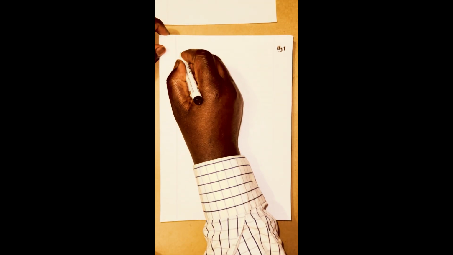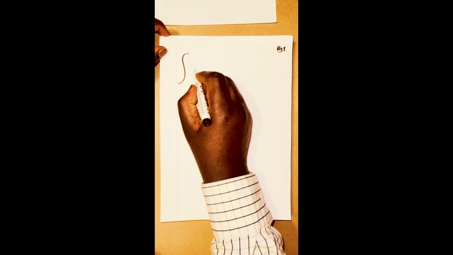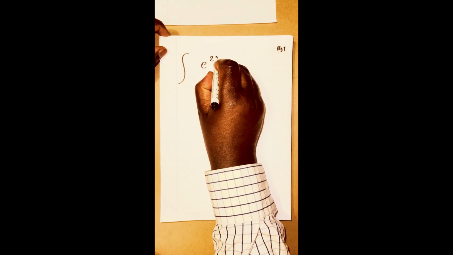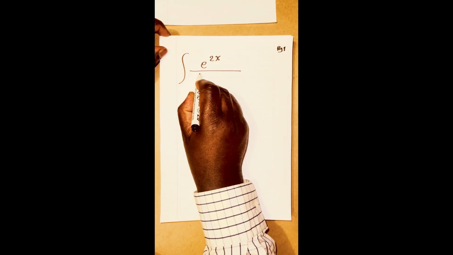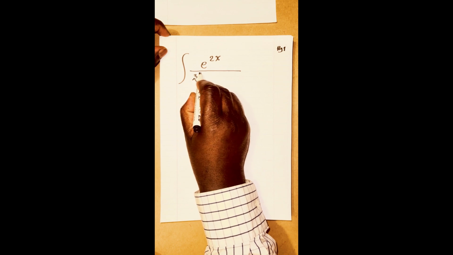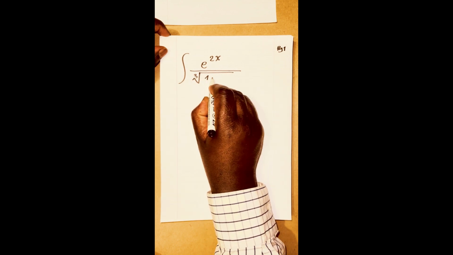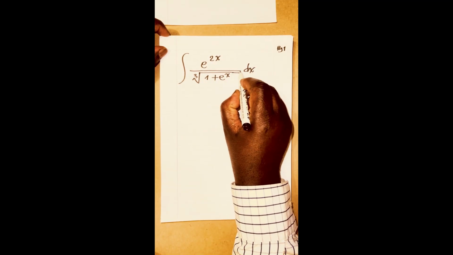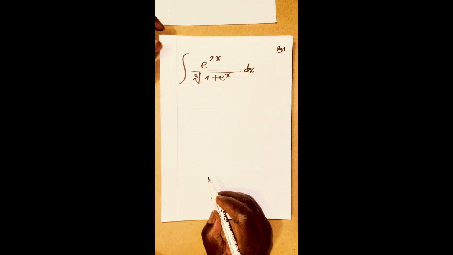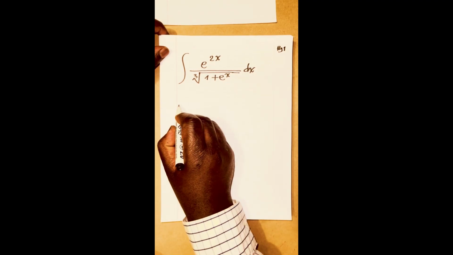So we are talking about the integral of e to the power 2x, and we're dividing this by the cube root of 1 plus e to the power x dx. Now, how we approach it, like I said, is as follows.